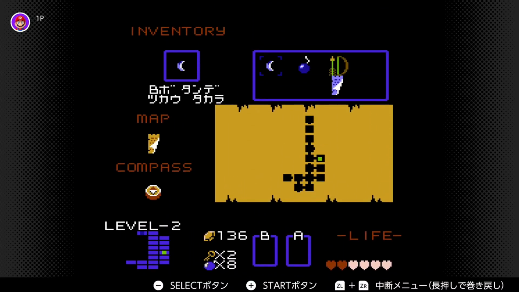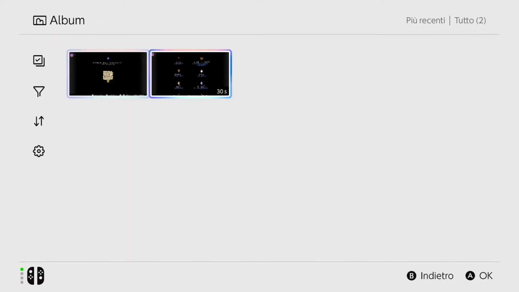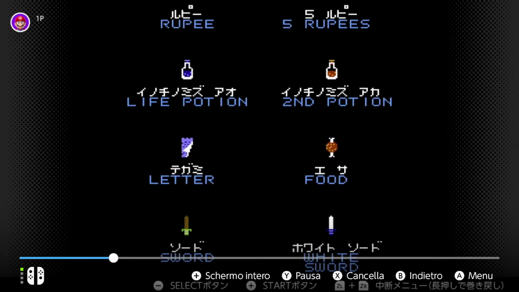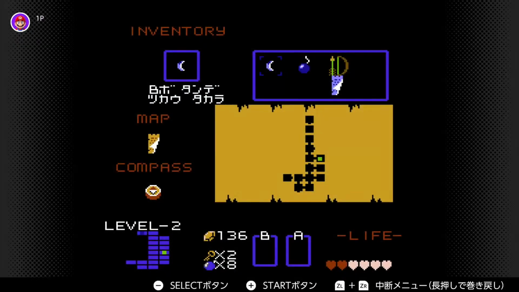Let's check it as usual in our item list. Let's see. Eccoli. Here it is. Magical boomerang. And it's the same in Japanese. Magical boomerang. While the other one was simply boomerang, as we can see here. Okay. Can go back to the game.